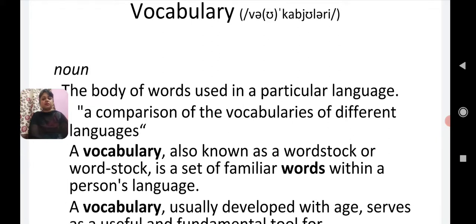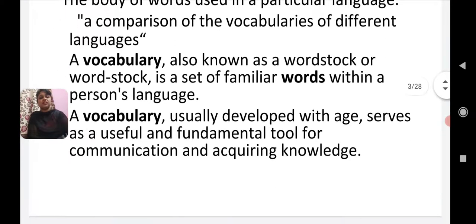A vocabulary, also known as a word stock, is a set of familiar words within a person's language. A vocabulary, usually developed with age, serves as a useful and fundamental tool for communication and acquiring knowledge. Let us now move ahead.